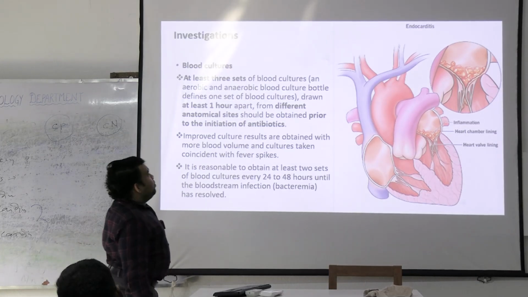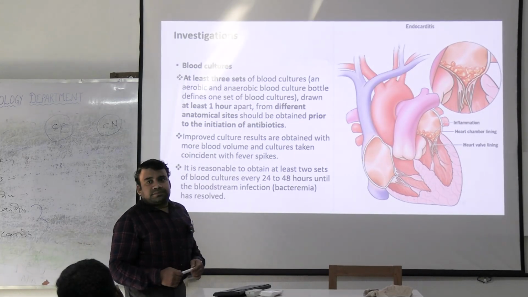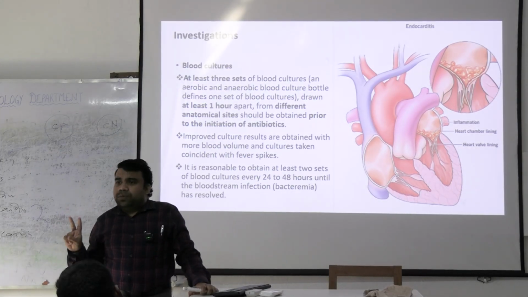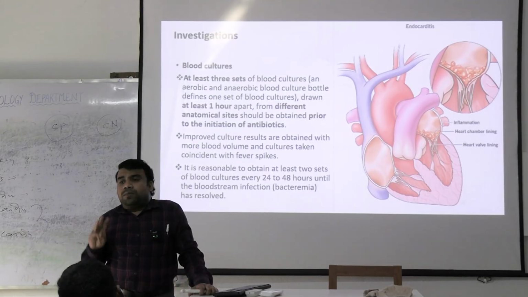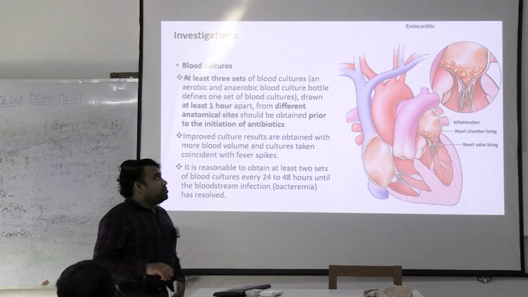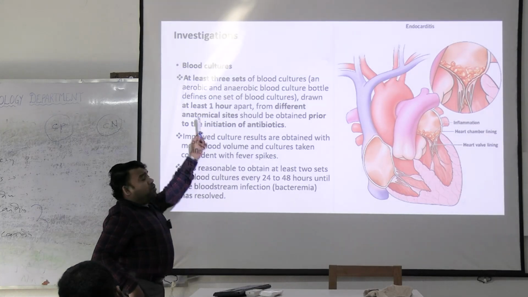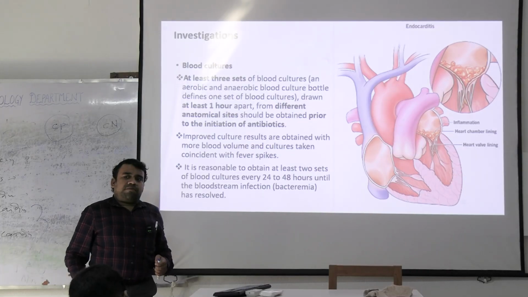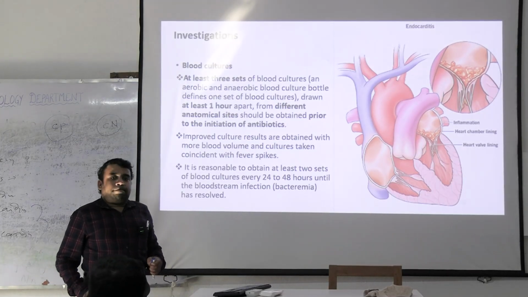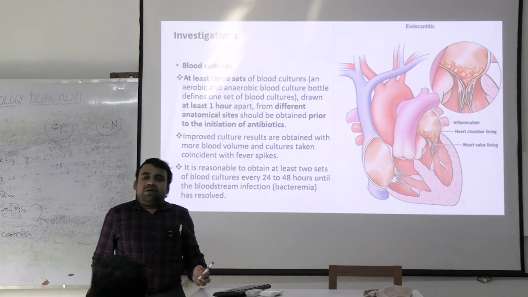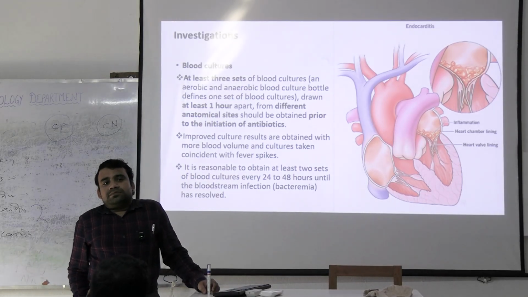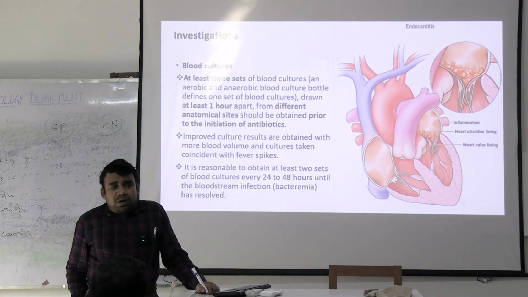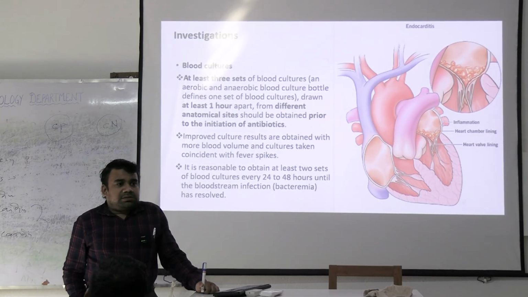So what is the minimum requirement? At least 3 sets. One set means 2 blood culture bottles, one for aerobic and one for anaerobic. So at least 3 sets of blood culture should be taken, and they should be drawn from different sites. Why different sites? Skin. One bottle might get contaminated with the skin commensals.